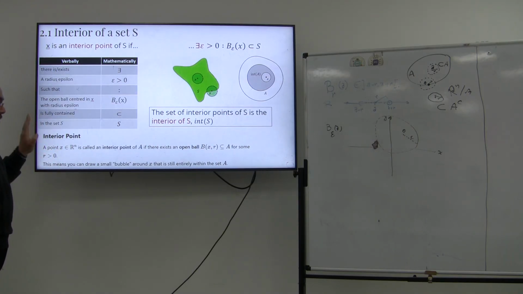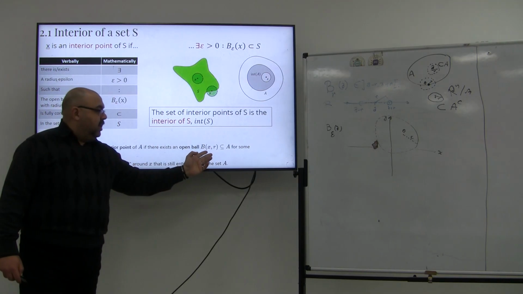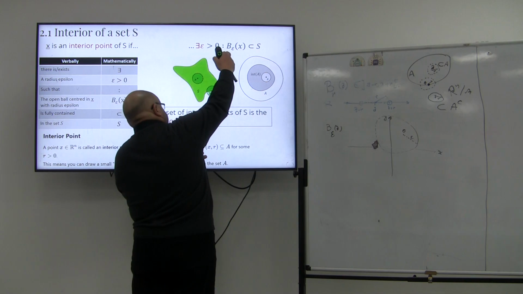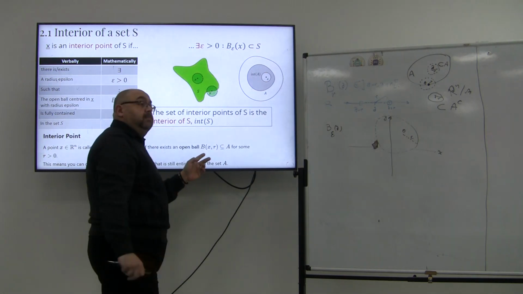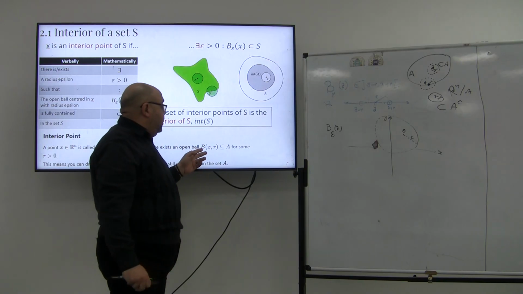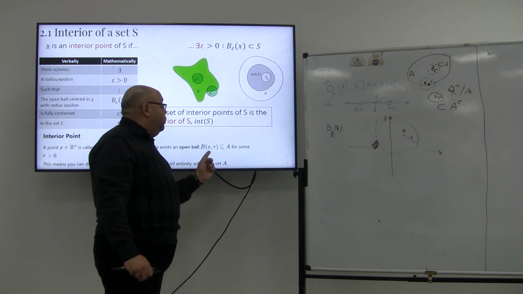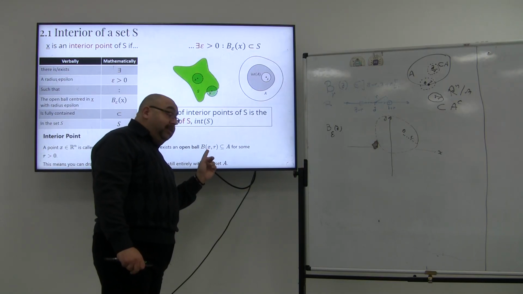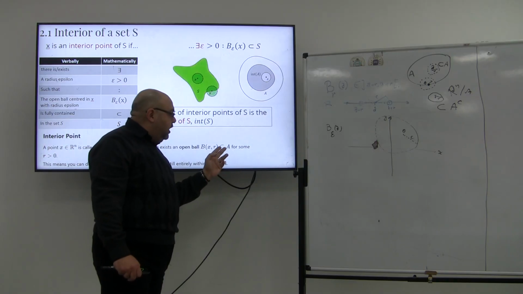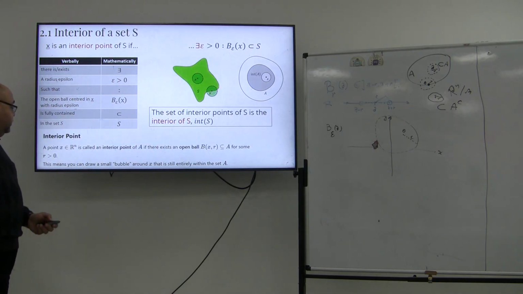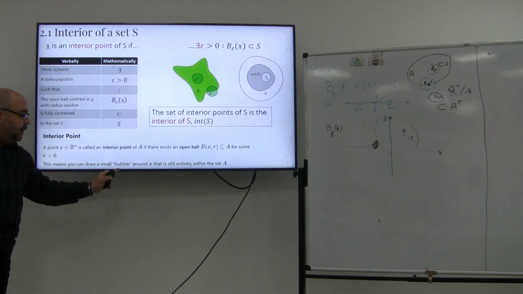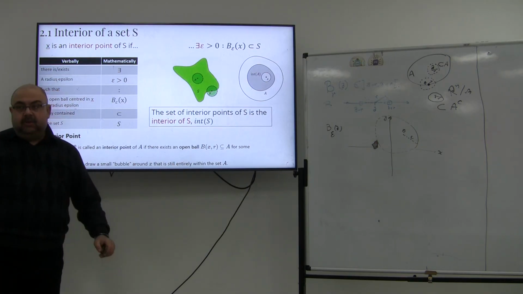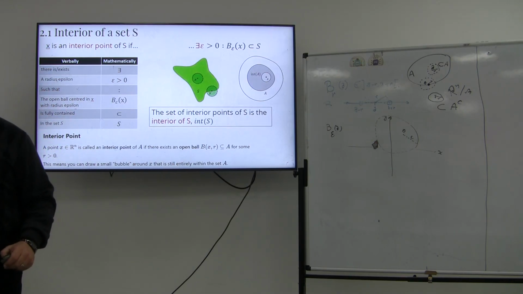Also, once more, interior point, another definition. Sometimes it's symbolized with this symbol also. This is exactly like this one, Miss Judy. That symbol and that symbol are exactly the same. Here I'm stating that the open ball at point X with radius R is contained in A for some R greater than 0. This means you can draw a small bubble around X that's still entirely within the set A. Just in case you forgot it, it's in front of you once more.